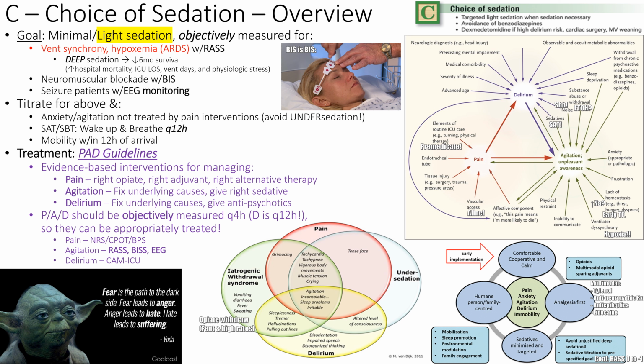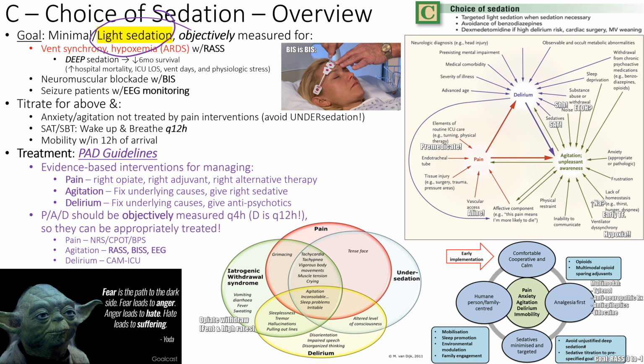All right, so our goal for sedation is light, right? Sometimes you say, oh no, we're going to put you to sleep and wake you up in a couple days. That has more mortality, more ICU length of stay, more hospital length of stay, and it causes more damage to the patient. Damage as in death, right? So we want to make sure that we are just doing light sedation.